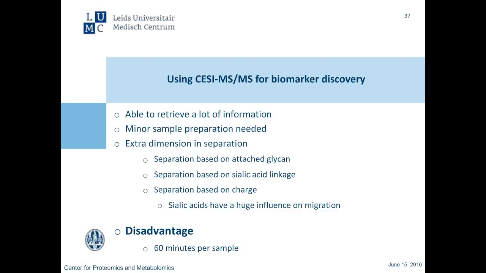And if I need to name a disadvantage, I would say the disadvantage is that it, at the moment, is not really high throughput. It's 60 minutes per sample, but what you get in return is baseline separation, really in-depth information. So these are things that you would like to consider.